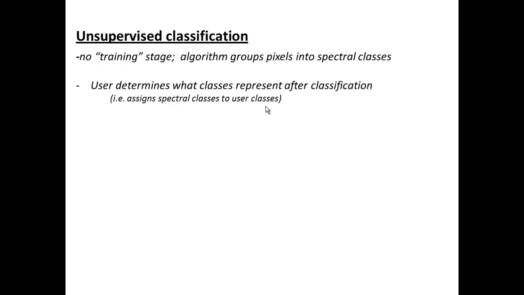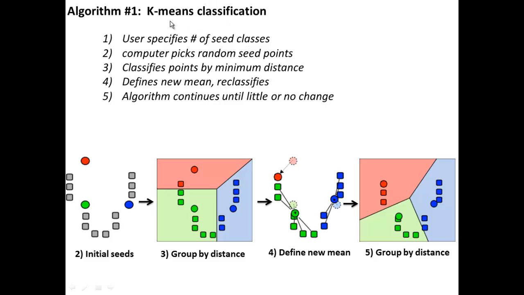Okay, so let's look at our first unsupervised algorithm. This is going to be called the kmeans algorithm. And the way this works is that the user first specifies how many classes they'd like to have. And the computer goes through and randomly or not randomly picks a bunch of spectral center points for whatever number of classes the user has defined. It then goes through and it classifies the image by minimum distance. So this pixel is closest to red, so it'd be assigned to red. These pixels are closest to green, so they'd be assigned to green. And we end up with a classified image where the pixels have been classified into red, green, and blue classes here.